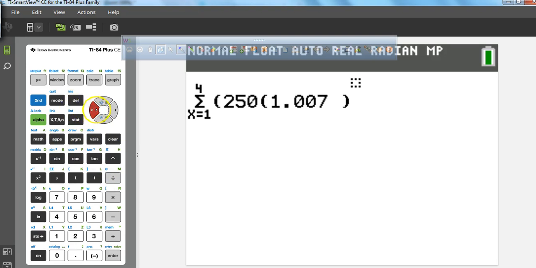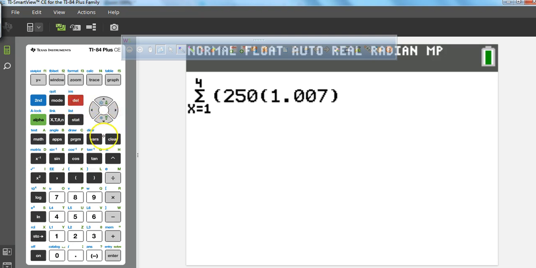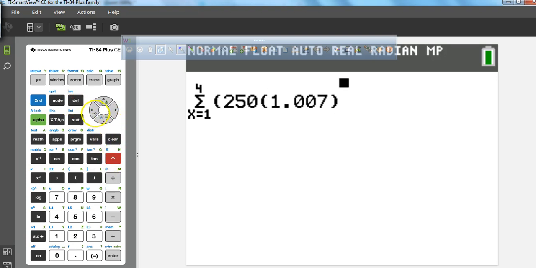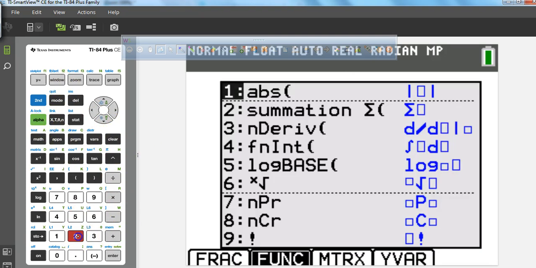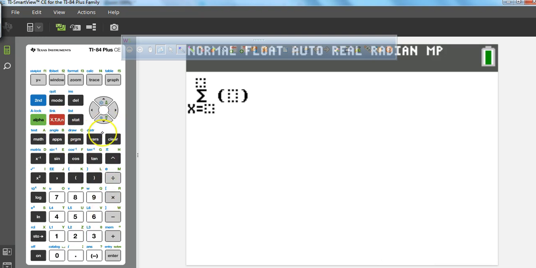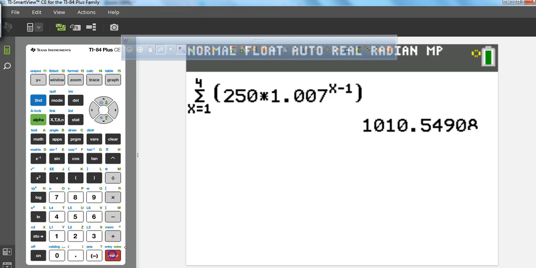it's not working, hold on, let's go back. I'll try it one more time, sorry. Alpha window number 2. It's going to put times 1.007, the power of x minus 1, press enter.